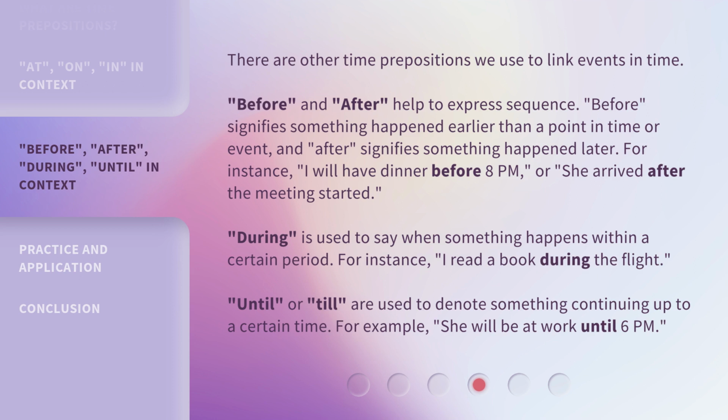During is used to say when something happens within a certain period. For instance, I read a book during the flight. Until or till are used to denote something continuing up to a certain time. For example, she will be at work until 6 p.m.